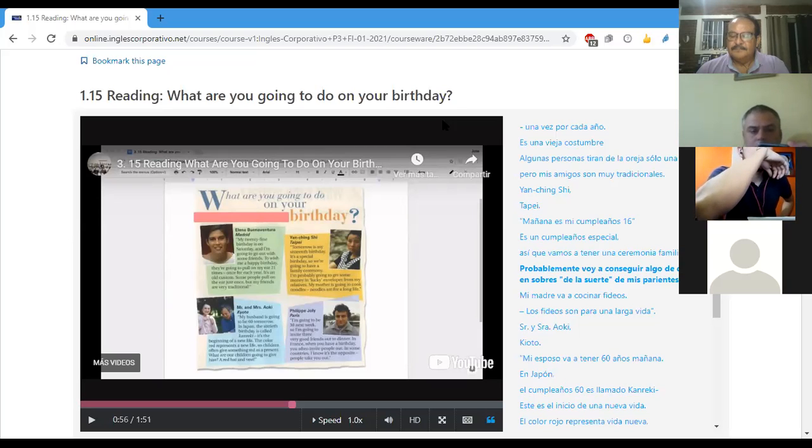The color red represents a new life. Exactly, right? You present a thing red. Clothes red. Y le van a regalar, dijo. They are going to give him. Pero le van a regalar. Ropa roja, dijeron. Imagino que los nietos. Red clothes. Exactly, red clothes. They are going to give him red clothes.